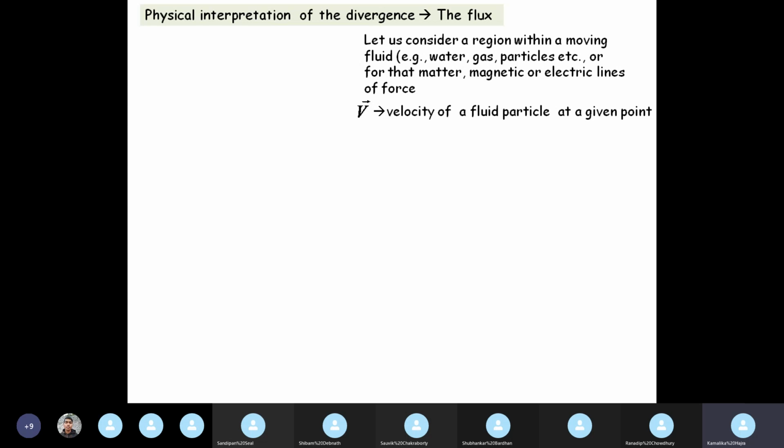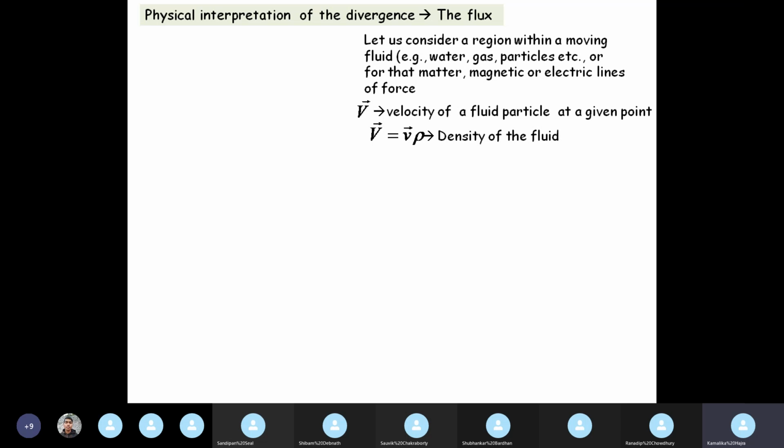Let us consider that the vector v is the velocity of a fluid particle at a given point. So a mass of fluid is moving, and within that, at any given point, capital V gives us the velocity of a particle. And we write capital V equal to small v into rho, where rho is the density of the fluid. Please listen to this very carefully. I'll be telling you this slowly.